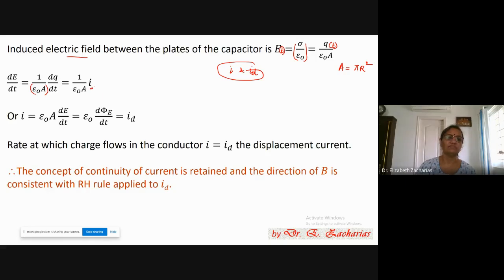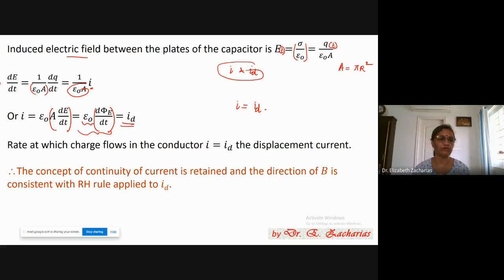Or let us keep only current on one side of the equation and take everything else to the other side. Therefore, you get current I equal to epsilon naught A into dE by dt. Now, club A and dE by dt. You know that E into A is electric flux. Therefore, you get epsilon naught into d phi E by dt. What is this? This is only your displacement current. So you are finding that the conduction current is equal to the displacement current.